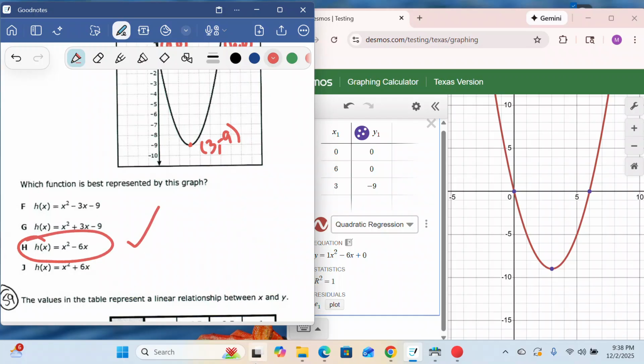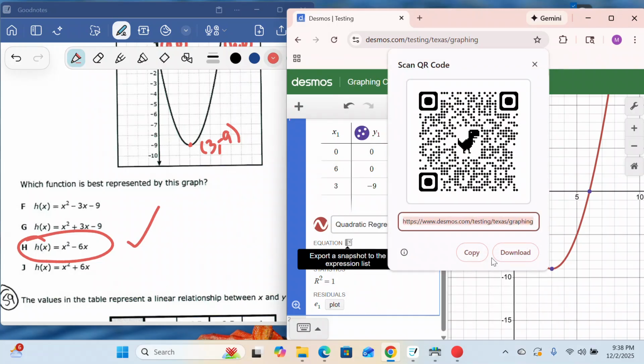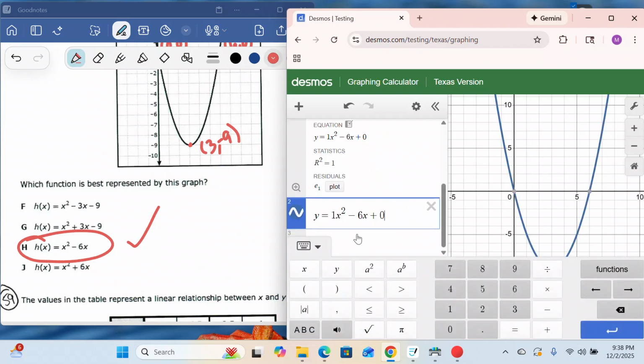And again, if you want to look at it, all you have to do is put the equation, export it. Let me get rid of this one. All you have to do is export it, and there it is, the same one, 1x squared minus 6x, plus 0, and the answer choice is letter H.